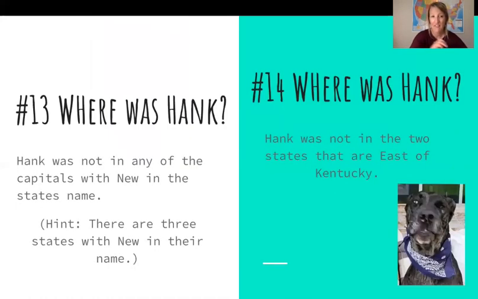Good. Number 13. Hank was not in any of the capitals with new in the state's name. So there's a couple states that have the word new in them. So there are 3 states with new in their name. He was not in any of those states. I'm going to give you a hint, like New Jersey. Cross off the 3 states that have the word new in them.